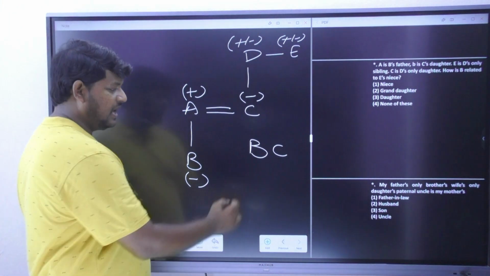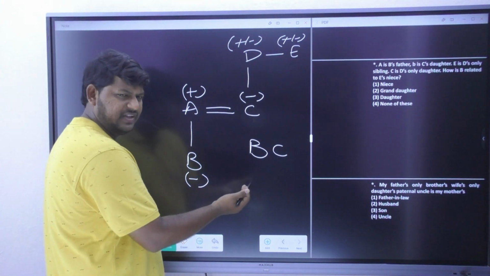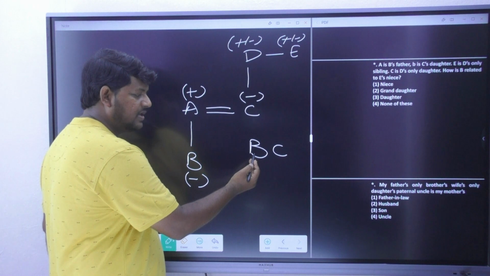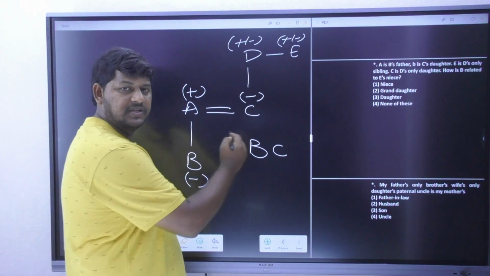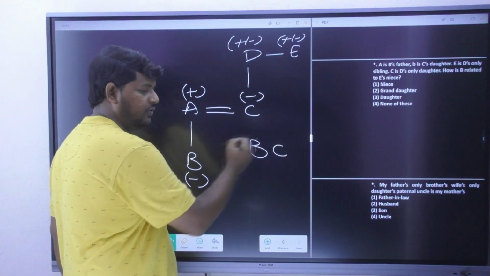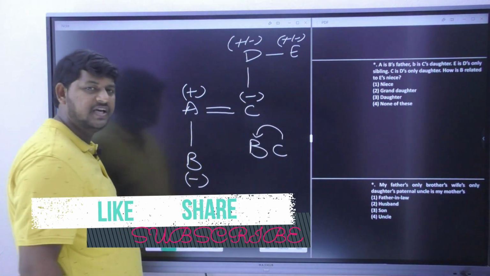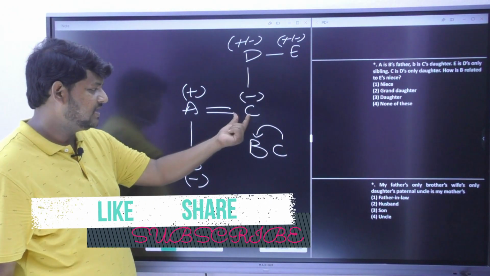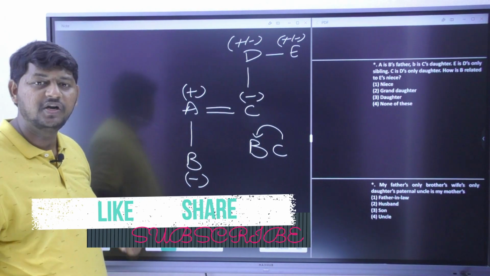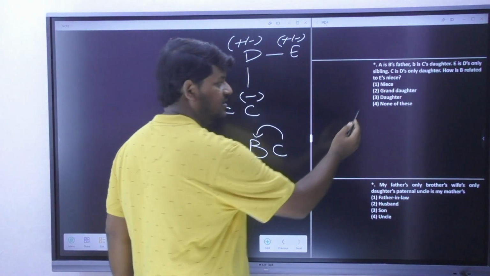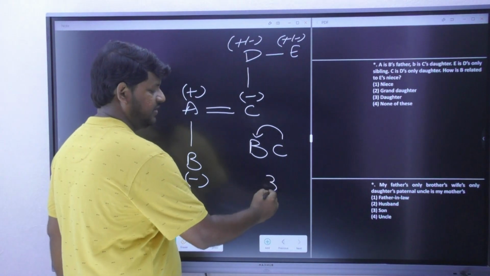So now tell me, after framing the question, whether you are going to understand the question from your left side person's point of view or right side person's point of view. Definitely from your right side person's point of view. Now C is going to call B as what? Daughter is your answer. That is option number 3.